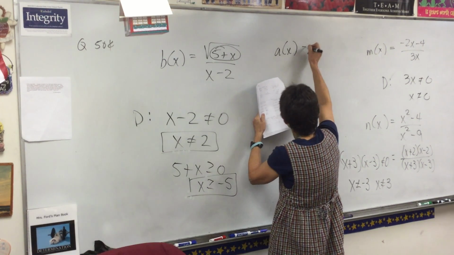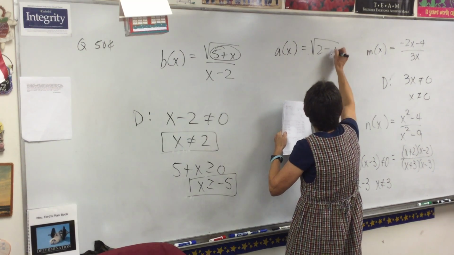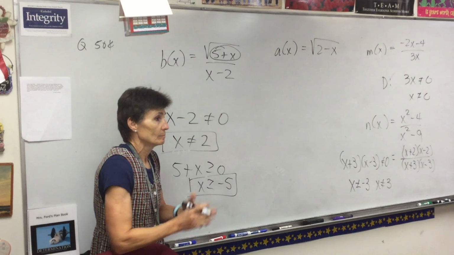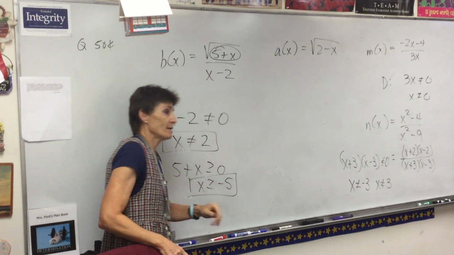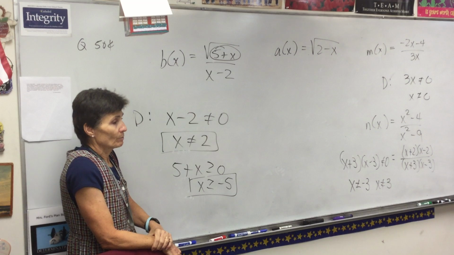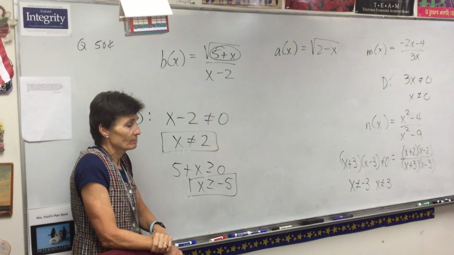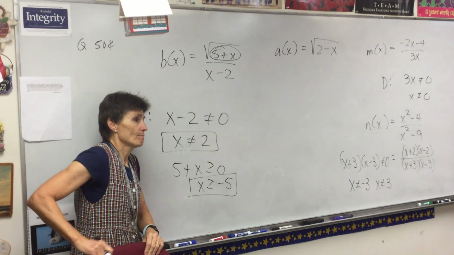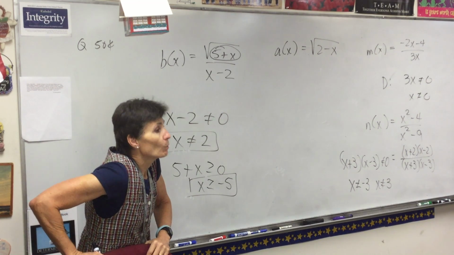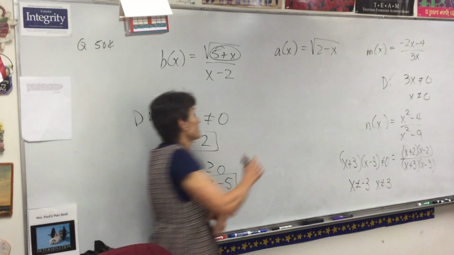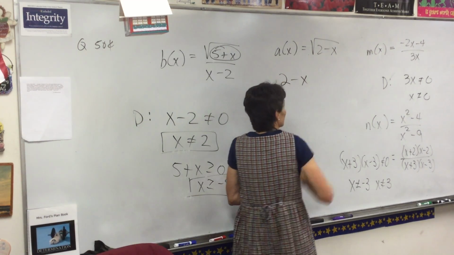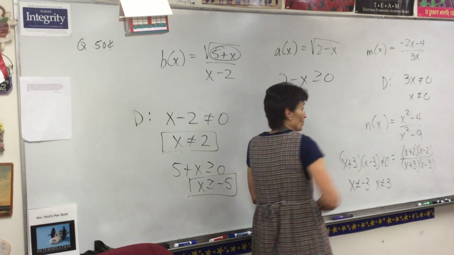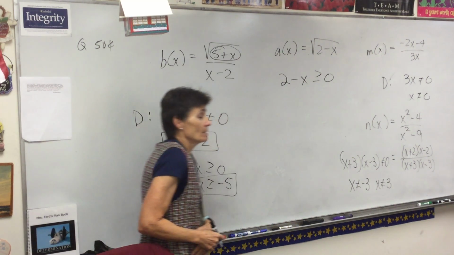All right, couple more. Domain, denominator cannot be 0. Well, we don't even have a denominator. So then I'm going to move on to the next thing, which says what? Whatever's under the radical, which in this case is 2 minus x, has to be greater than or equal to 0.